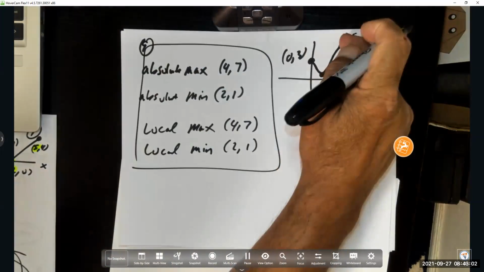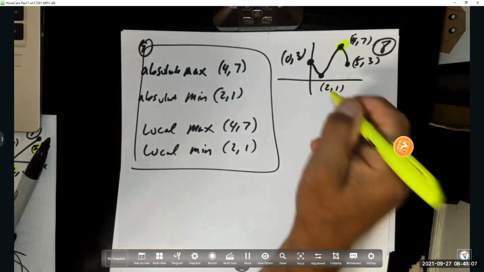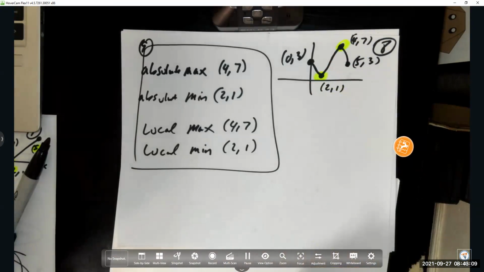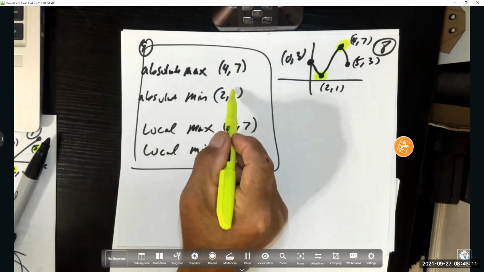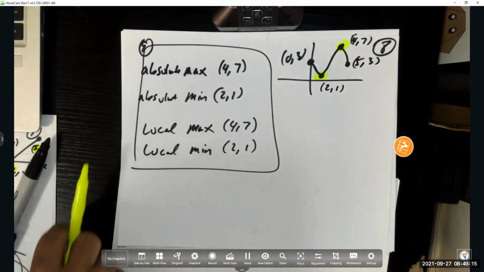Absolute max is going to be the highest one up here. Absolute min is going to be the lowest one right here. And highest, lowest, highest, lowest. Just do it like that. If you do it like that, it'll come out right.